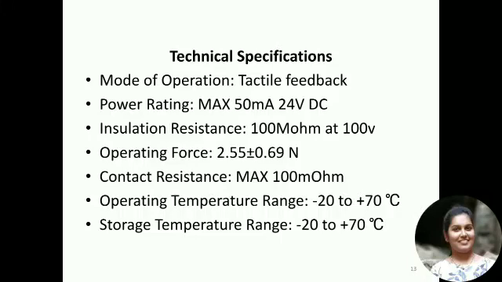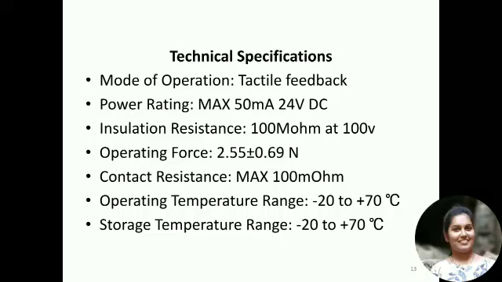Contact resistance is up to a maximum of 100 mega ohms. Operating temperature range is from -20 to +70 degrees centigrade. So this is the advantage for push button switch. When we compare push button switch with the toggle and slider switch from the previous session, the operating range is higher for this push button switch.